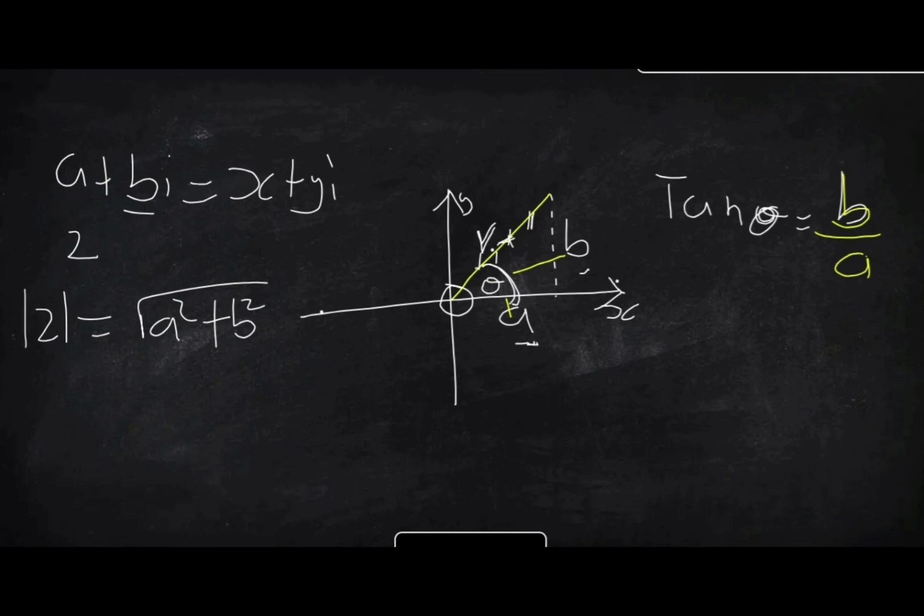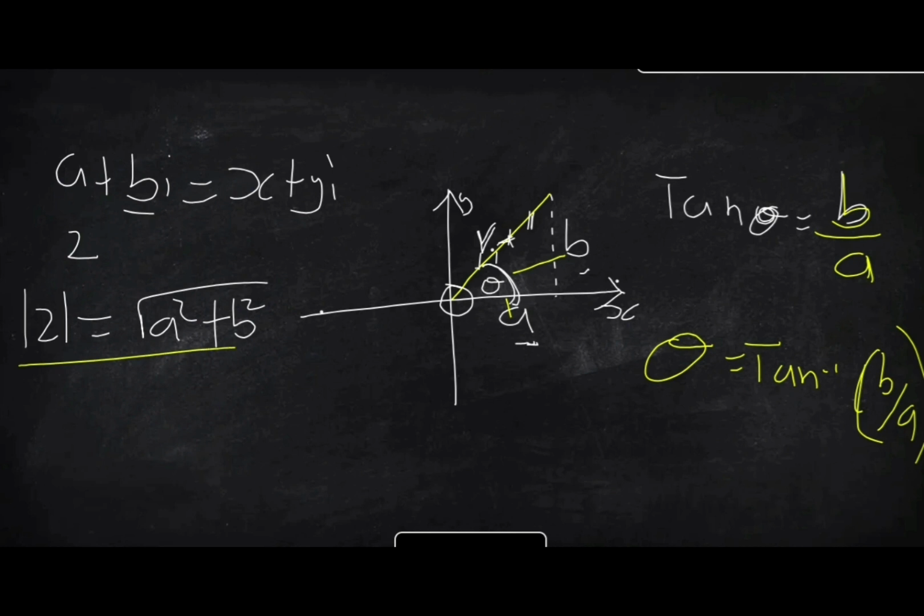To find the angle theta, we have to divide through by tan. We have tan inverse of b on a as theta. So to find the modulus, which is also called radius, this is the formula. And to find the angle or the argument, this is the formula.